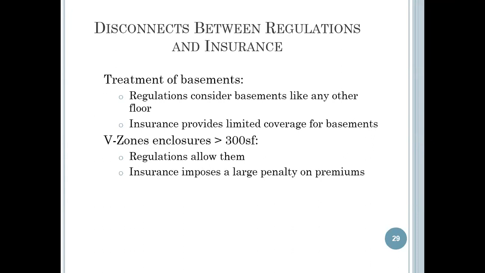In V zones, the regulations allow enclosures as long as they are built with breakaway walls. If it's a coastal A zone, it's required to have openings. But we're going to rate for that enclosure greater than 300 square feet. Okay.